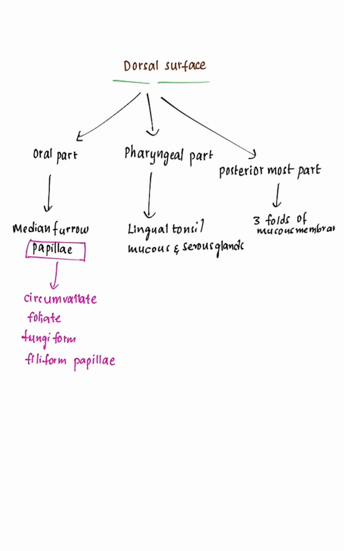To summarize: oral part has median furrow and papillae. There are mainly four types of papillae: circumvallate, foliate, fungiform, and filiform papillae. Pharyngeal part mainly consists of lingual tonsil, mucus, and serous glands. Posteriormost part has three folds of mucous membrane: median glossoepiglottic fold and two lateral glossoepiglottic folds.